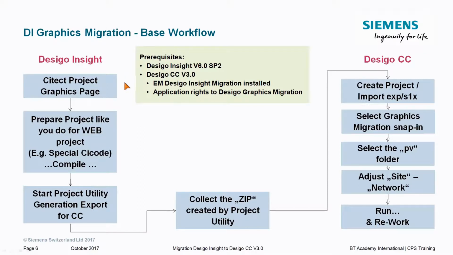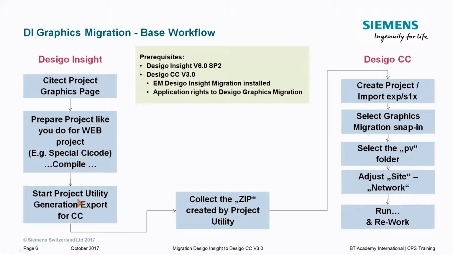Let's have a look at the workflow in Desigo Inside, a really basic overview. So it's the SciTech project, graphics pages, okay, basically what we're talking about. You have to prepare the project like you do for a web project. It's the same process. What we are basically creating is information in XML format, as you use for the Desigo Inside web solution. You create that XML format information, and it will then be used for converting the graphic pages.